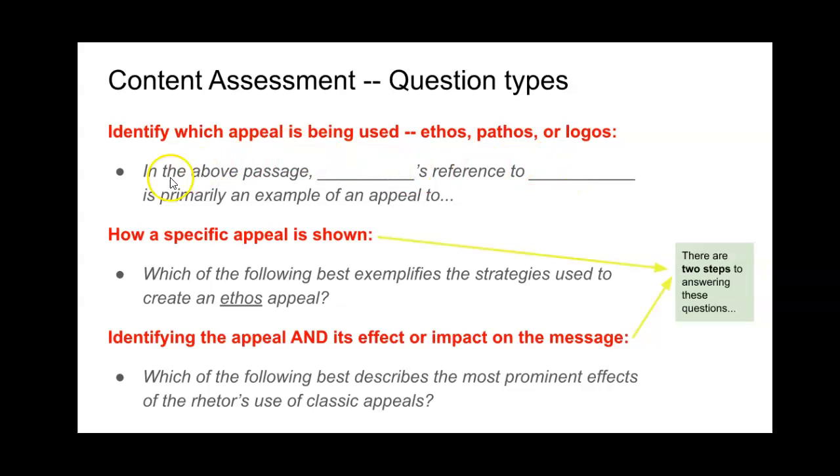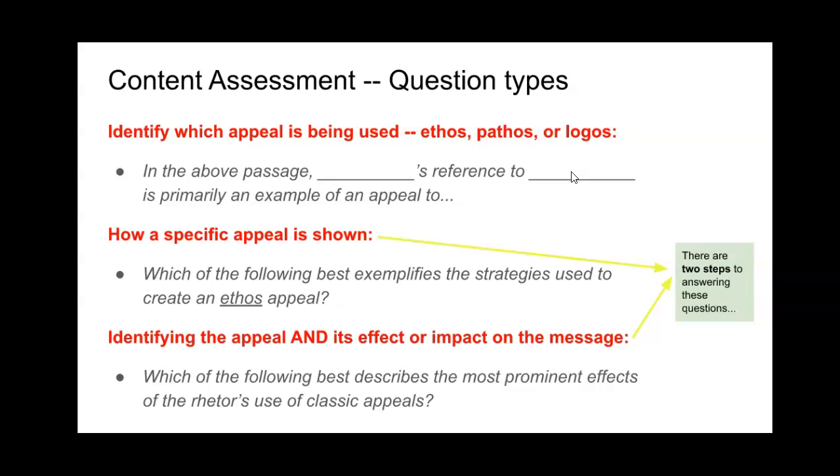So, for example, let's say the question says, in the above passage, Mrs. Fountain's reference to the number of students who have submitted checkpoint 1 is primarily an example of an appeal to blank. If I'm talking about the number of students, if I'm using numbers or percentages of people, then that would be an appeal to logos, right? So they're telling you what the author's move or the speaker's move was in their speech or in the text that they wrote, and then you're trying to identify which appeal that matches with.